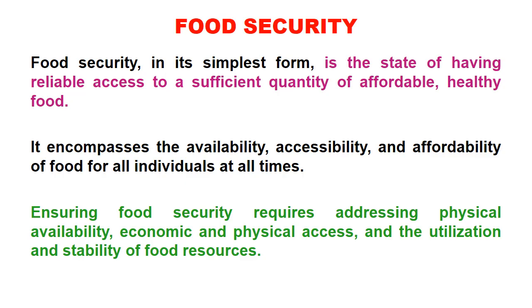Ensuring food security requires addressing physical availability, economic and physical access, and the utilization and stability of food resources. So it should have a stable source. We must ensure a stable and sustainable source. Then only can we ensure food security. It should be physically available, economically affordable.